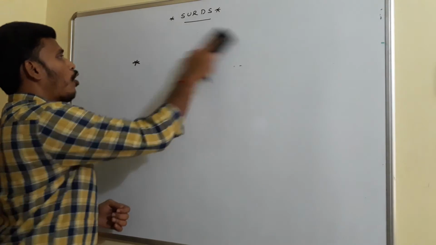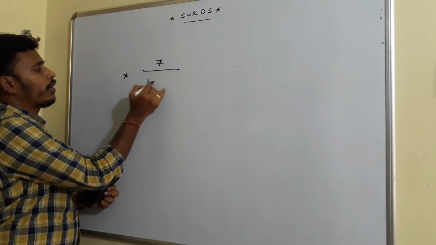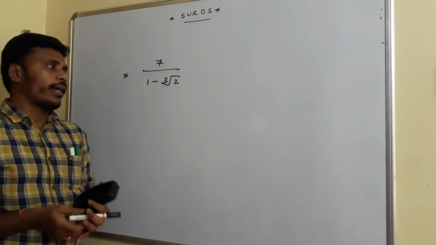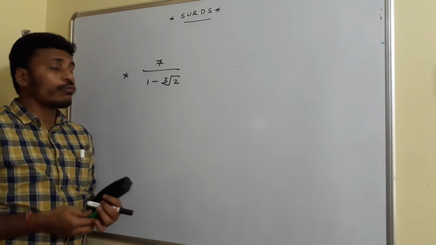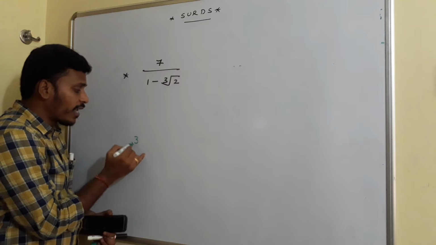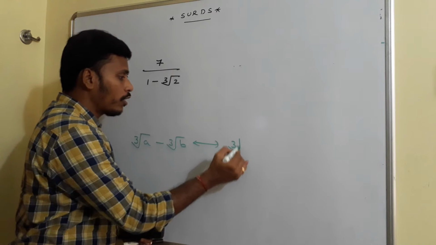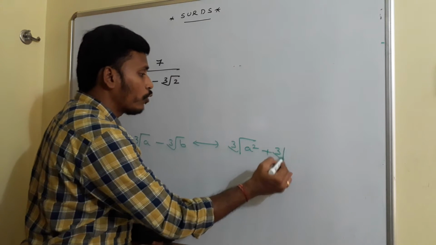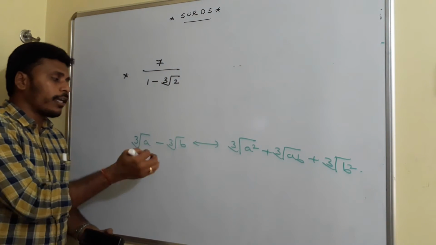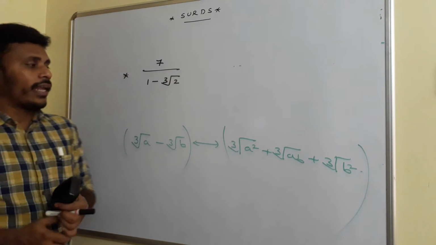For example, if you have a problem related to this, you need to rationalize the denominator of 7 by 1 minus cube root 2. Suppose you have a problem like this, 7 by 1 minus cube root 2. Since this is 1 minus cube root 2, what is the rationalizing factor for this? You have an idea that the rationalizing factor for cube root a minus cube root b is given by cube root a square plus cube root ab plus cube root b square. I already told you, if you multiply cube root a minus cube root b with this trinomial, the result is a minus b, a rational number.